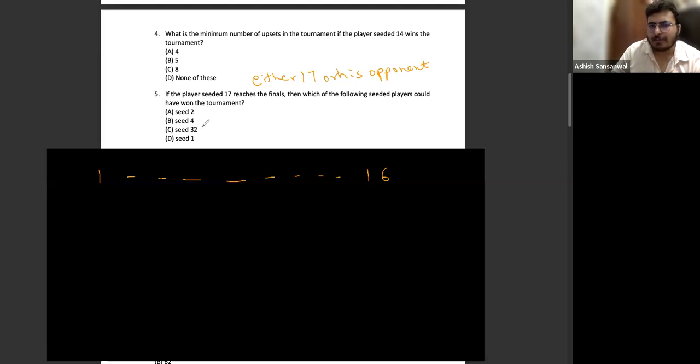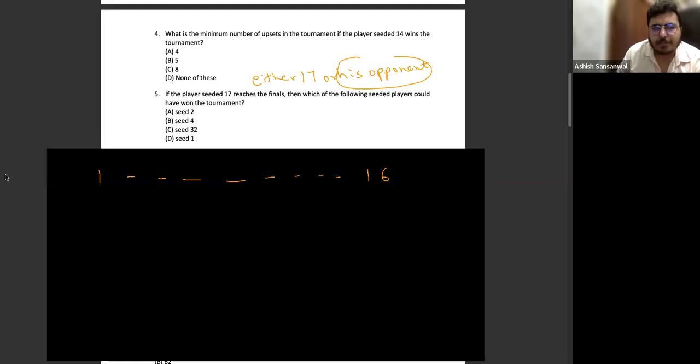Obviously, 17 is not in the options. So we have to look for his opponent. Who will be his opponent? Rather than looking at who can be his opponent, we should look at who cannot be his opponent. Correct? Who cannot be his opponent? The one who might have faced him in an earlier round. Correct?